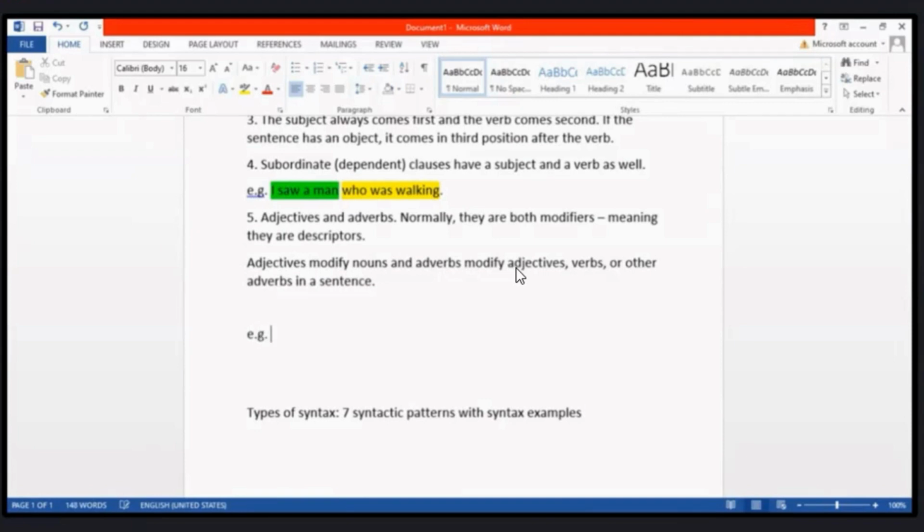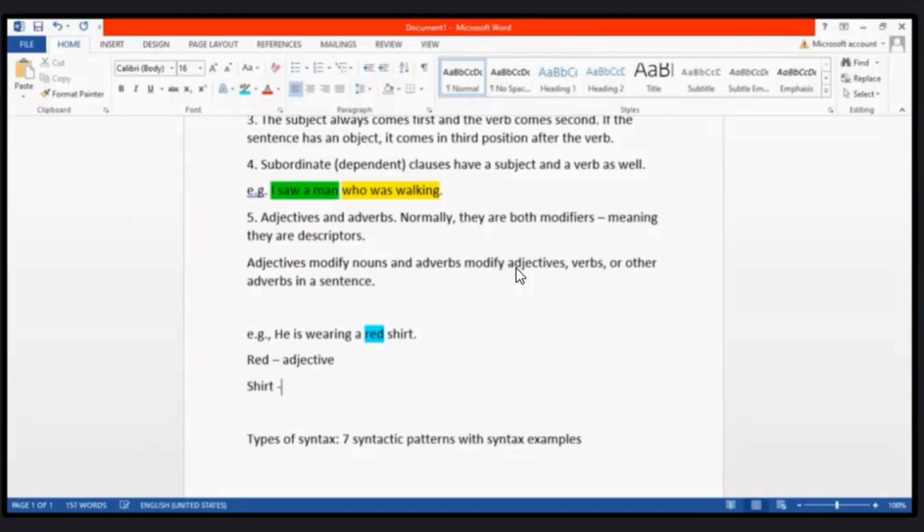he is wearing a red shirt. In this sentence, this red is the adjective, and it is describing the shirt. Shirt is the noun, and here red means the color of the shirt is red. So in this case, the adjective is describing how the shirt looks. The shirt is red in color. So this is an example of an adjective.